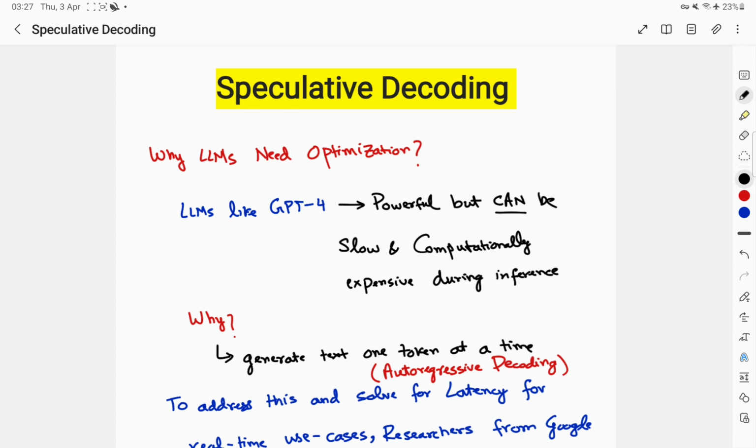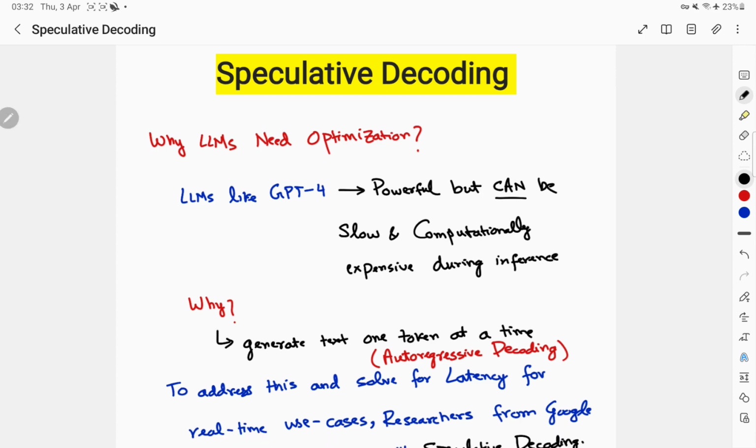Now, it's one of the most popular methods, and although GPT-4 and the OpenAI models haven't quite revealed their structure and how the architecture looks under the hood, I'm sure that it is one of the most popular methods that they most likely might be using under the hood. So let's cover speculative decoding in this video.